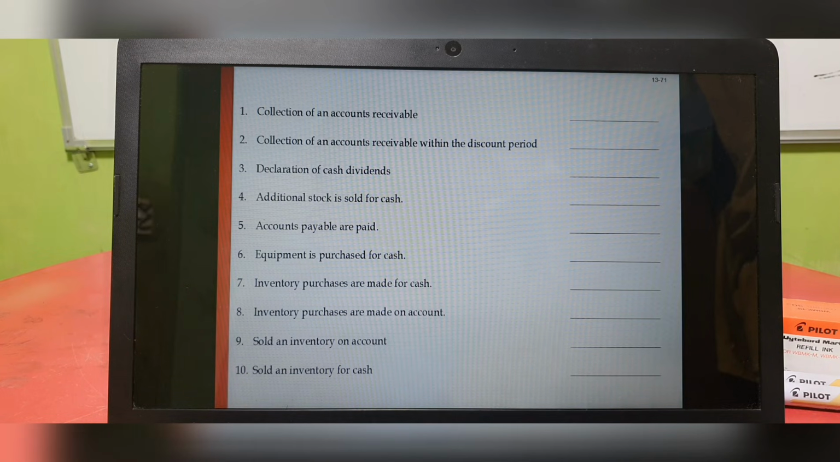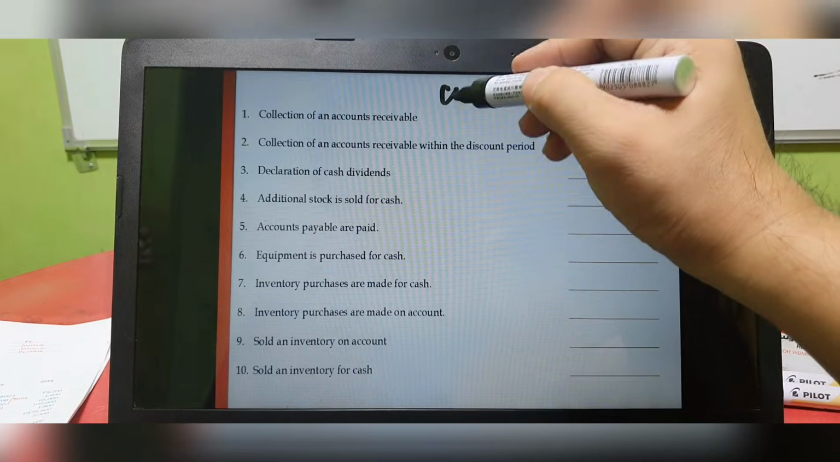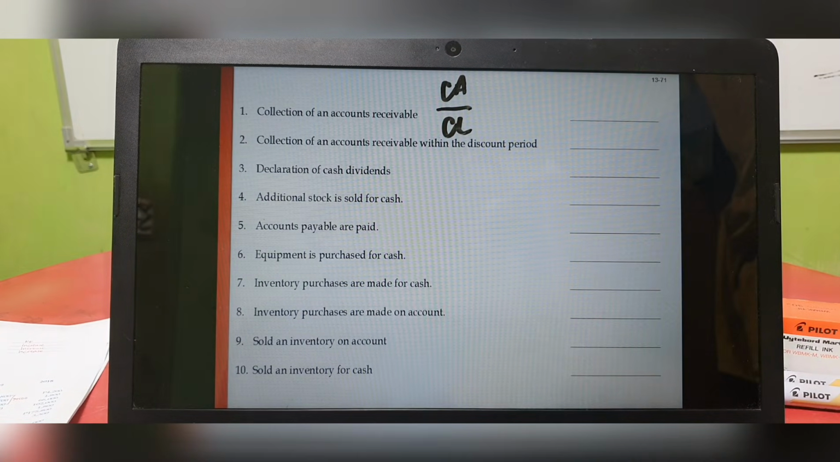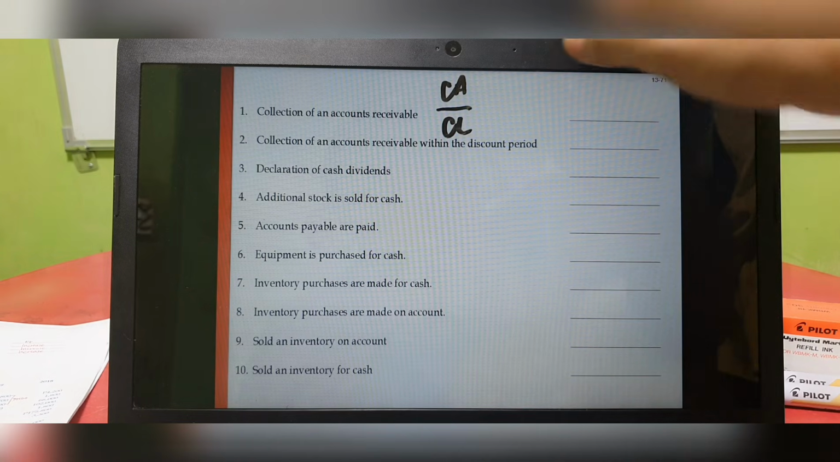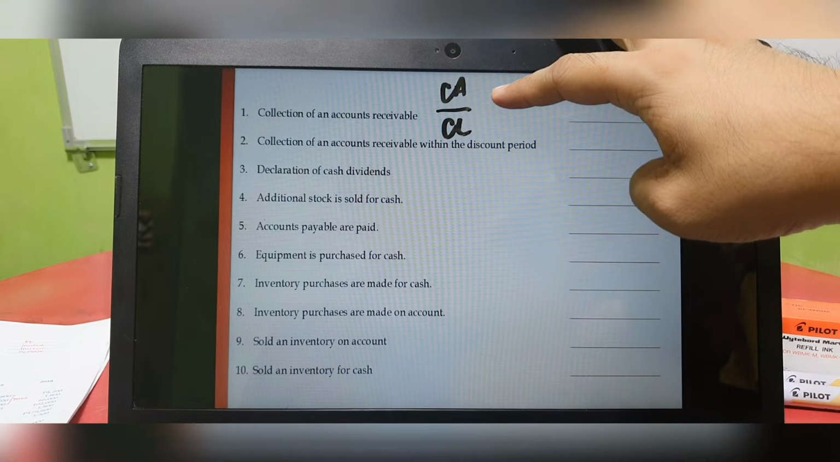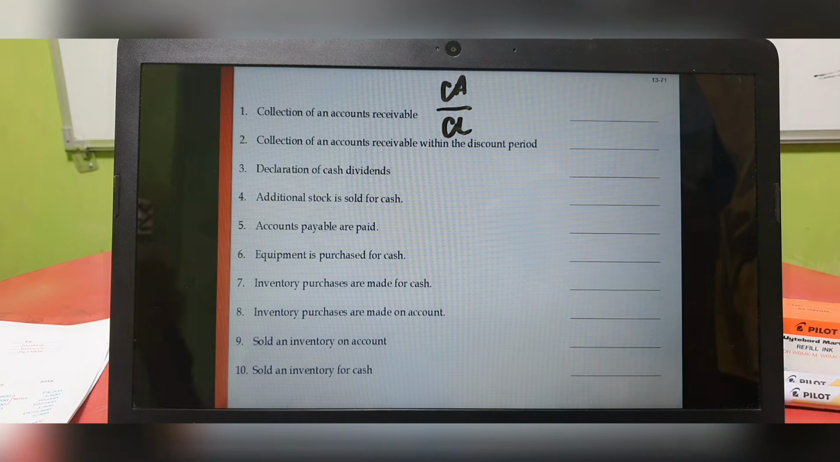Number 1, collection of accounts receivable. Here, we always look at what happened to our current assets and current liabilities. Collection of AR: when we collect AR, cash increases, which is in CA, and AR decreases, which is also in CA. So both are on top, with the same magnitude. So the answer is no effect, because both are on top. Okay?